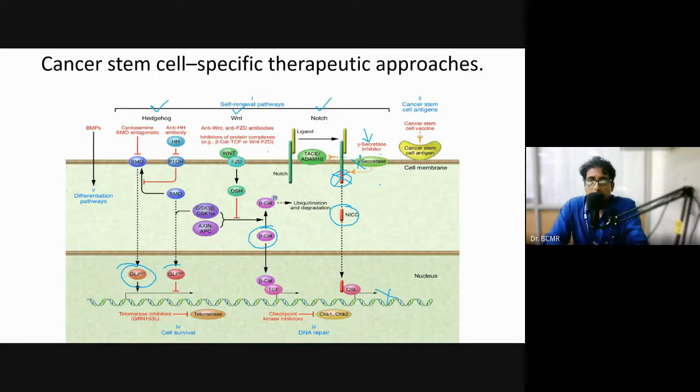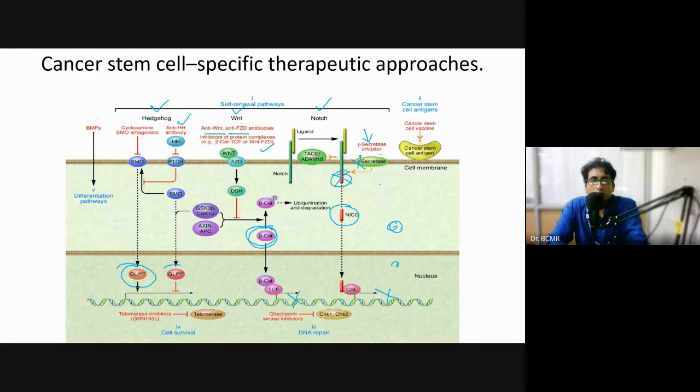Similarly, we can also have antibodies against Wnt, antibodies against Frizzled, or inhibitors against several of these proteins, including beta-catenin, so that these genes will not be overexpressed, at least. And the same way we can have antibodies. If they're on the cell surface, it is easy to develop antibodies against them. If they are inside the cell, inside the cytoplasm, antibodies cannot reach them directly.